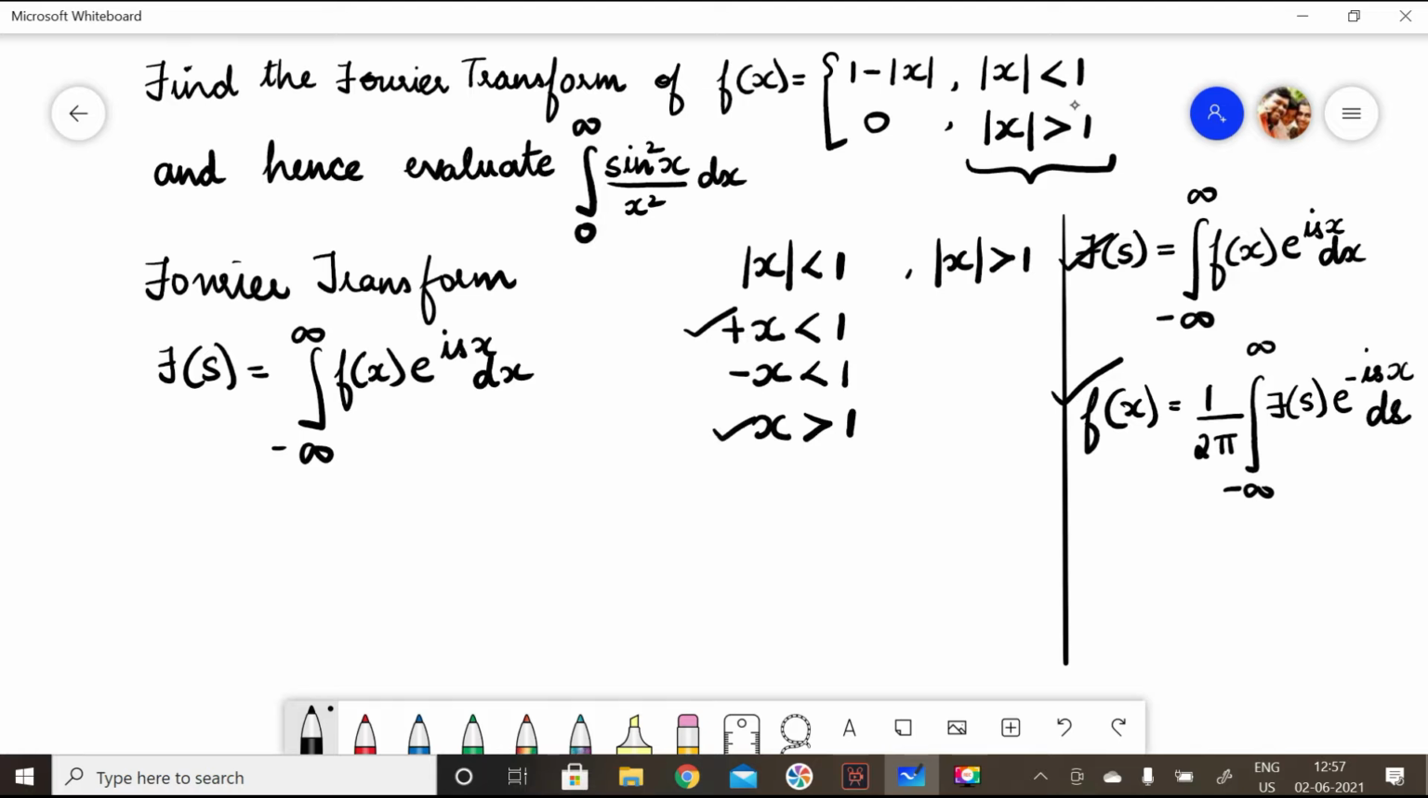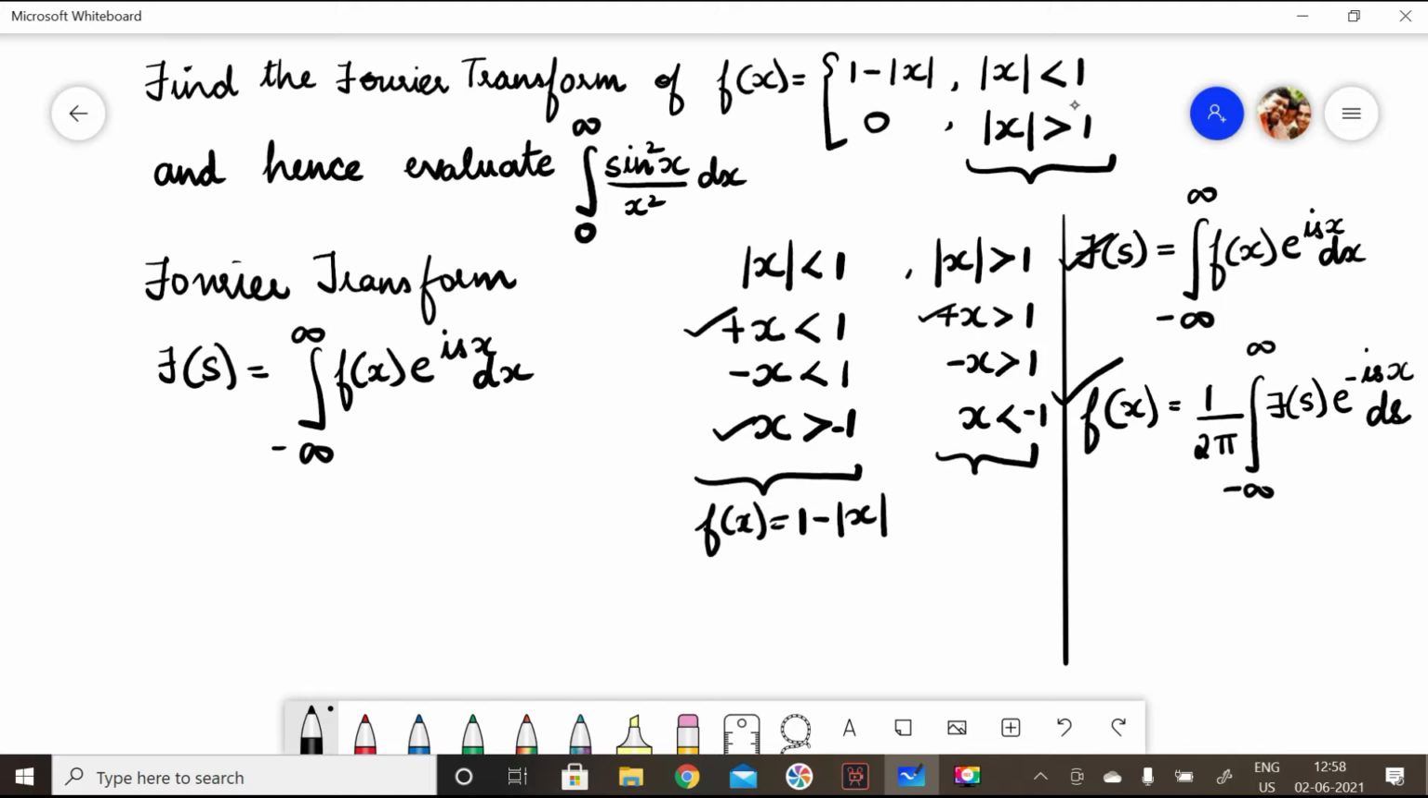My second part is modulus of x greater than 1. So I will write it as plus x greater than 1 and minus x greater than 1. Plus x greater than 1, I'll keep as such, whereas minus x greater than 1, I will write as x less than minus 1. So for the first part, my f of x is 1 minus modulus of x, and for the second part, my f of x is 0.